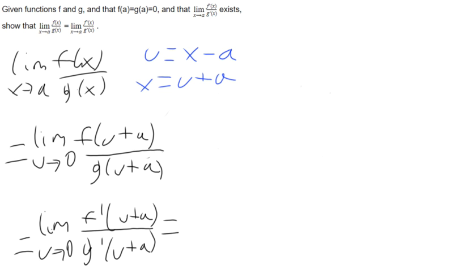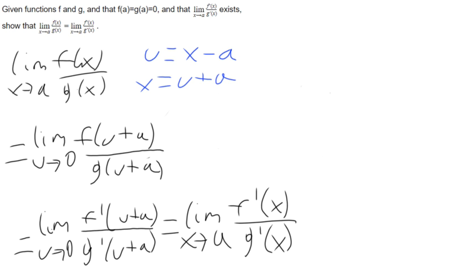And now I'm just going to put u back as x, so we can get back to this. So we know that u was x minus a, so we know that x was going to a. If u is going to 0, then x is going to a. We have f prime of u plus a, which is just our x, and g prime of u plus a is also our x. And we have proved that this equals this, which is what we wanted to prove.